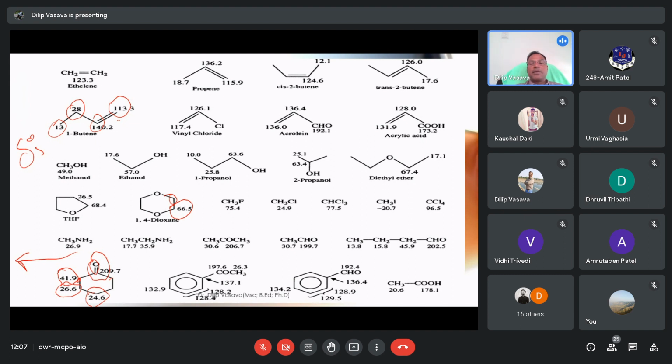These are some molecules that are given with different values. You will be able to calculate them by using that formula also.